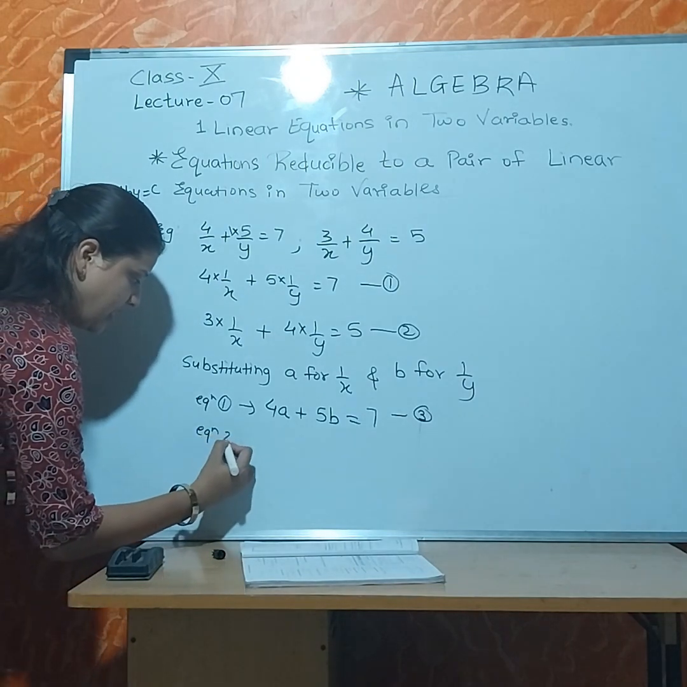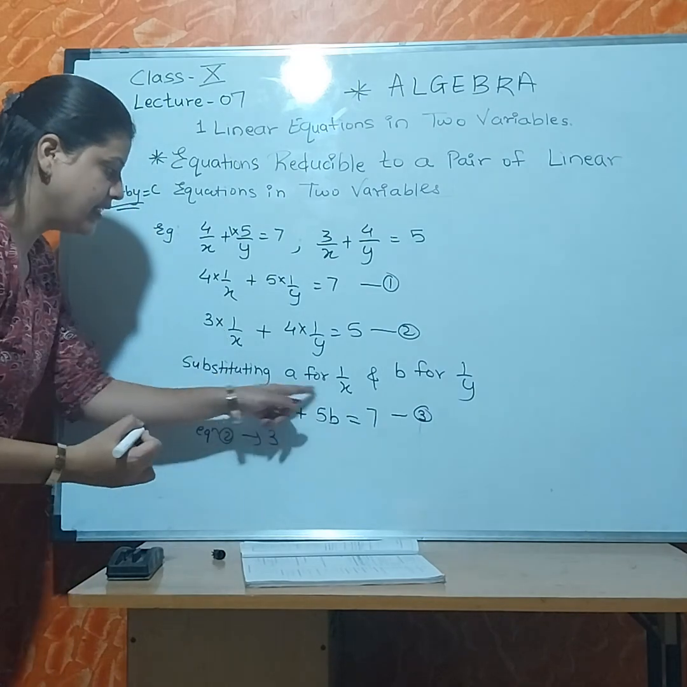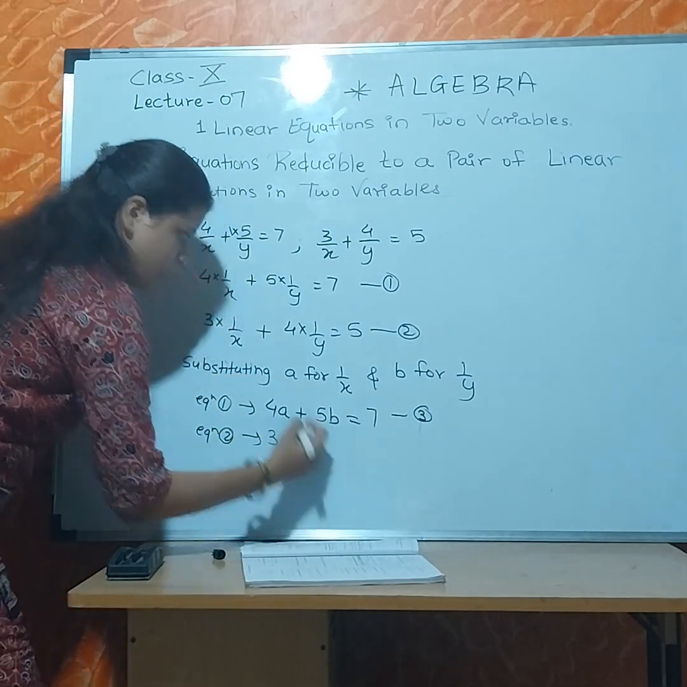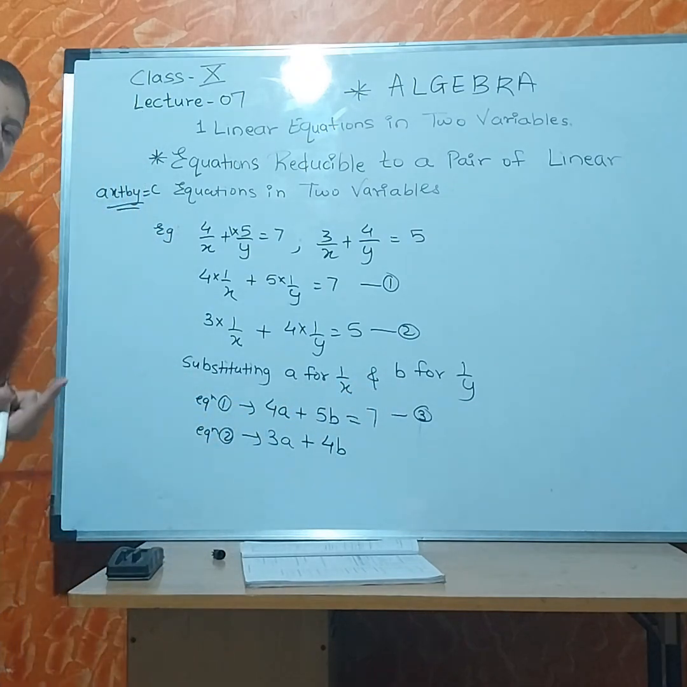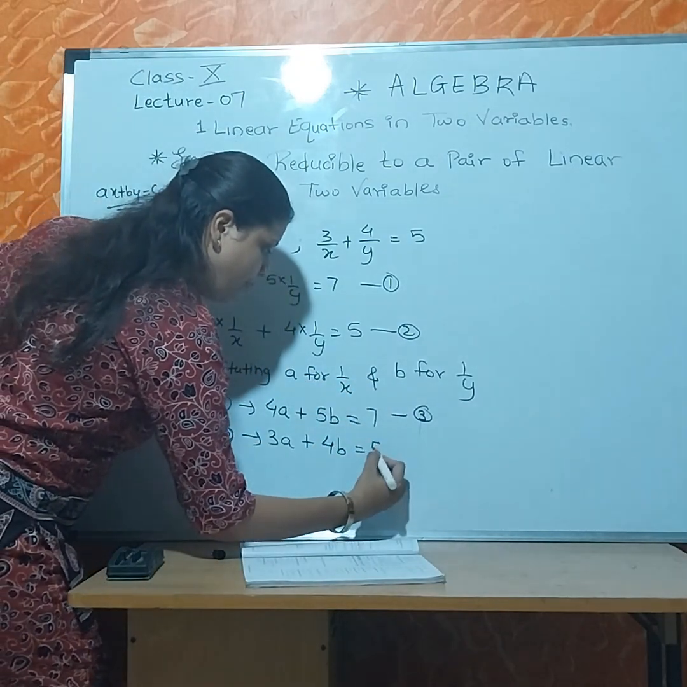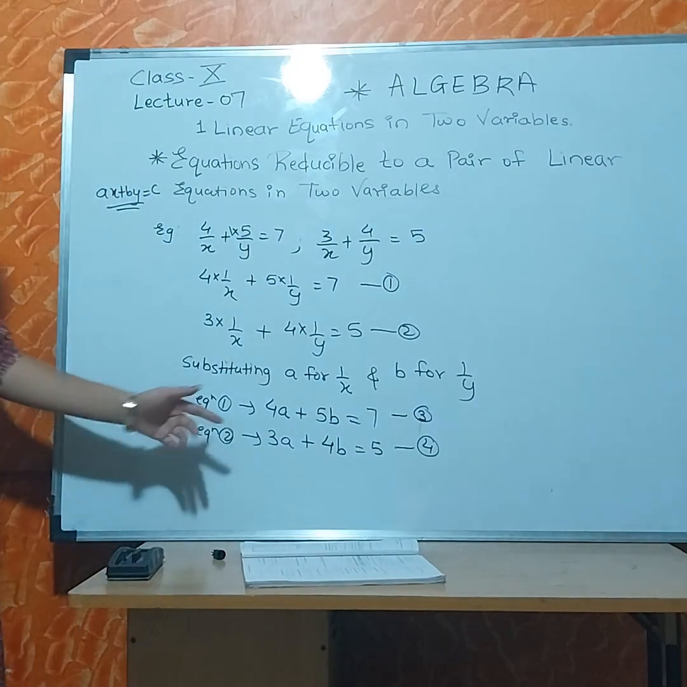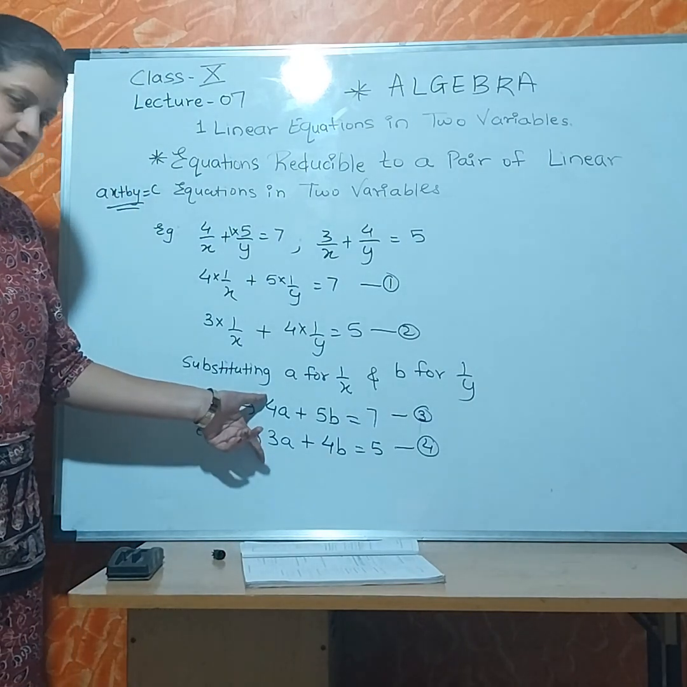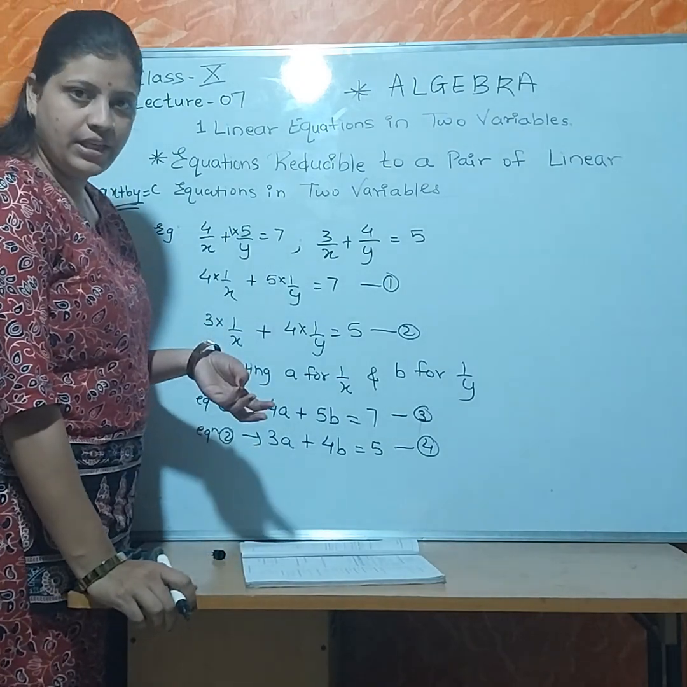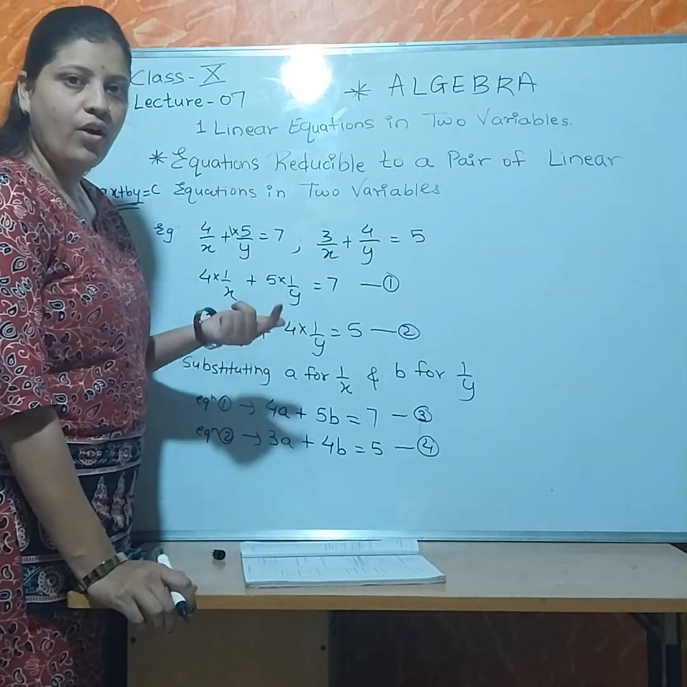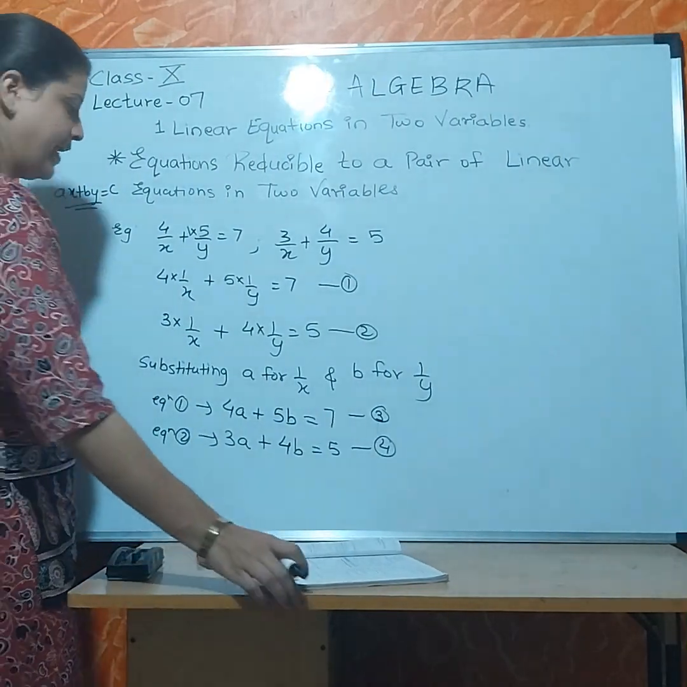Similarly, equation number 2 we can convert. 1 upon x is a, so 3a plus 4b, because 1 upon y we have to substitute as b, is equal to 5. This is equation number 4. Understood up to this? So we have got these equations. Now these equations you can solve simultaneously or graphically or by Cramer's rule. So we have to find the values of x and y.